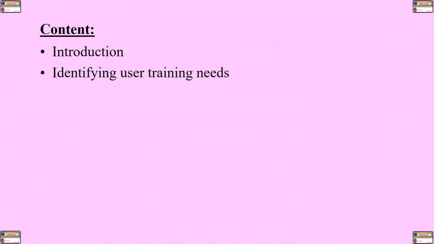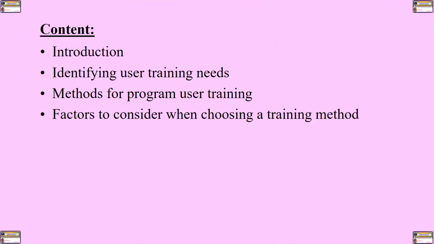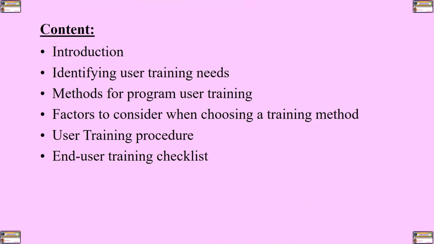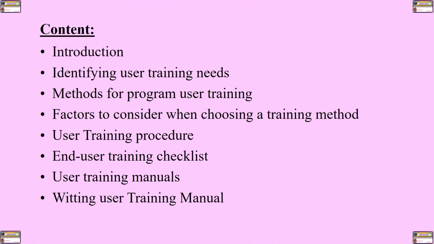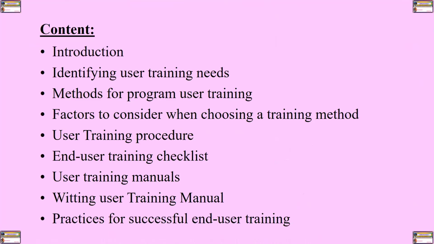In this presentation, we are going to look at the following. 1. Introduction to user training. 2. Identify user training needs. 3. Methods for program user training. 4. Factors to consider when choosing a training method. 5. User training procedure. 6. End user training checklist. 7. User training manuals. 8. Writing user training manual. 9. Practices for successful end user training.